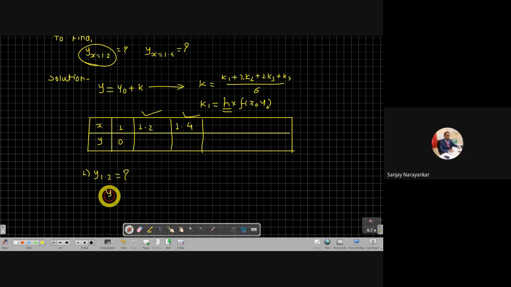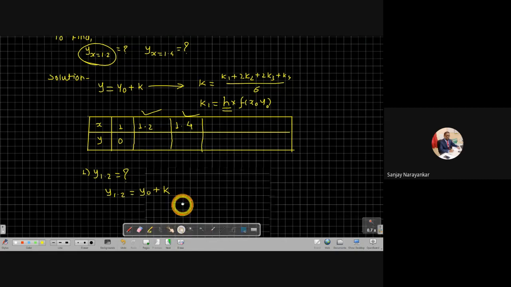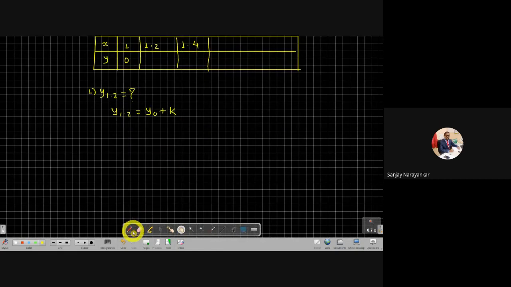Okay. So y at 1.2 is equal to y0 plus k. Again, same thing. We have to find out k. k is equal to k1 plus 2k2 plus 2k3 plus k4 divided by 6. So we have to find out k1. What's the k1 value? h into f of x0, y0.